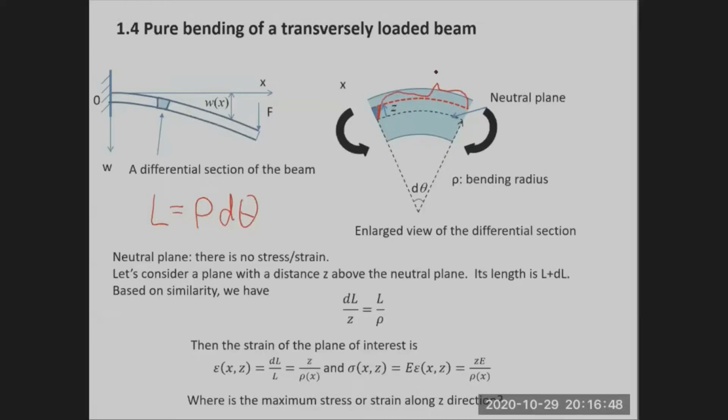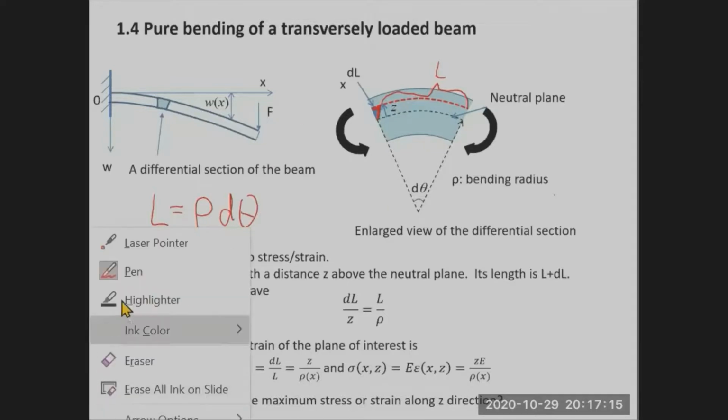This distance is L, right? Because it's the same as the length of the neutral plane. These two sections are the same. They have the same length. And this small distance, the dl, namely the change of length.